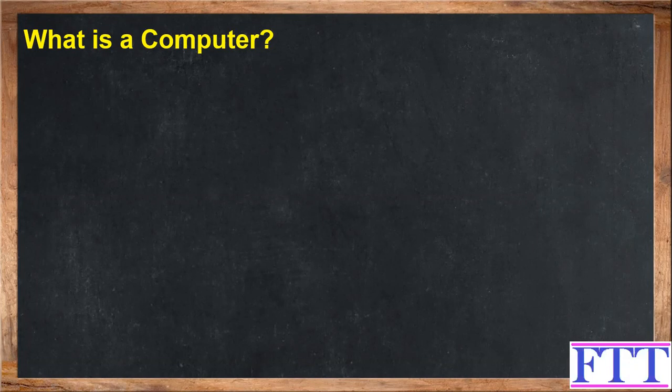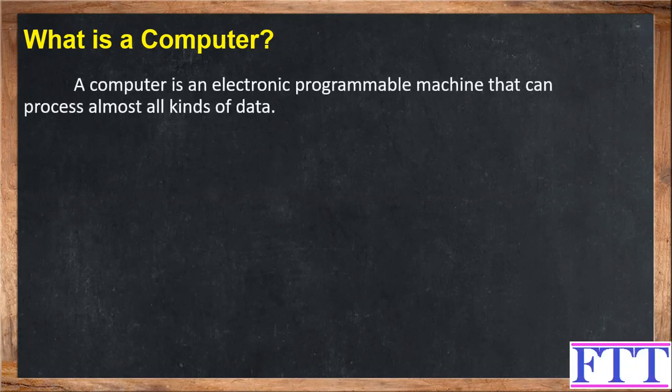So computer is nothing but an electronic programmable machine. It's an electronic programmable device. This is an electronic device. An electronic device has so many electronic components, either a processor or a controller or micro chips, diodes, registers, so many things. Whatever many other electronic components are available.